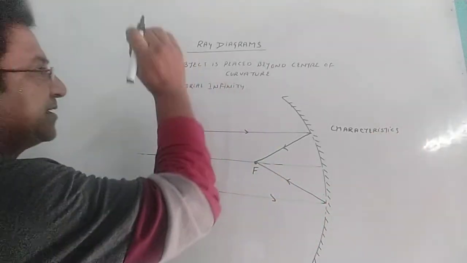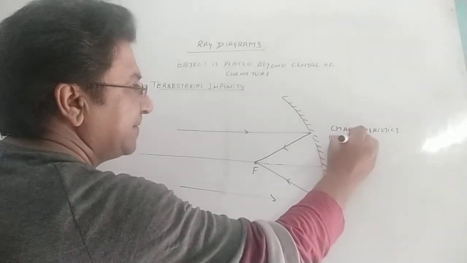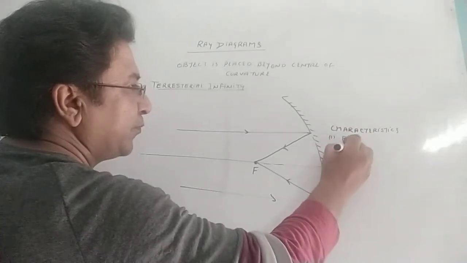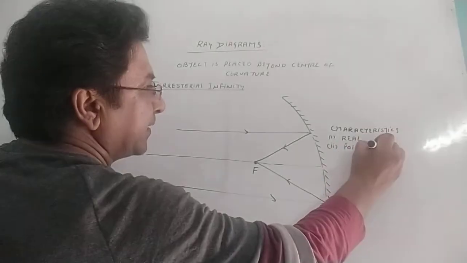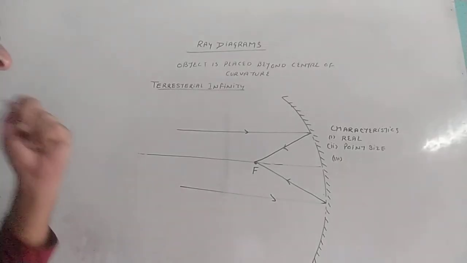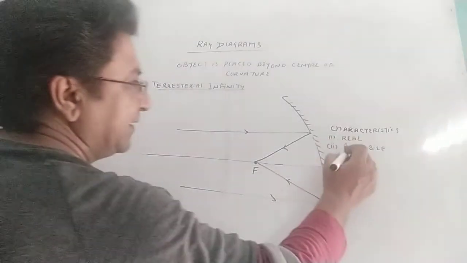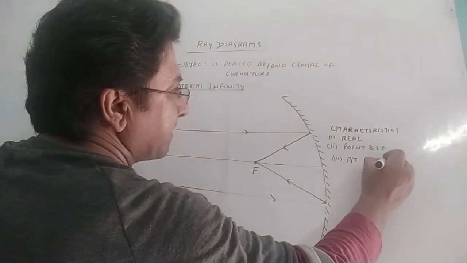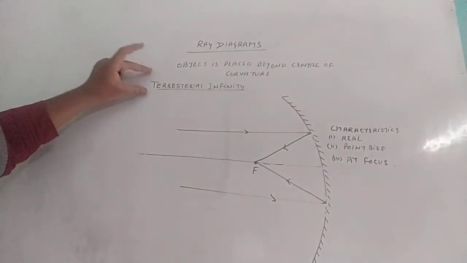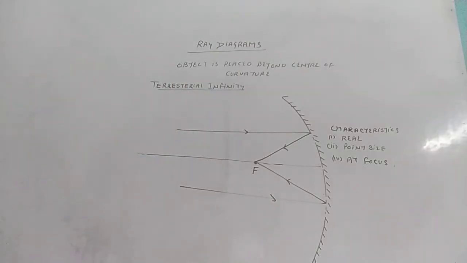When the object is at terrestrial infinity, remember that. Number 1, image formed is real. Number 2, point size. Number 3, where it is forming. When it is point size, you cannot say it is inverted. You cannot see, it's just a point. It is inverted or erect. No value for that. At focus. So these three characteristics. But it is a terrestrial infinity. But there is a celestial infinity also. We'll make that diagram also.